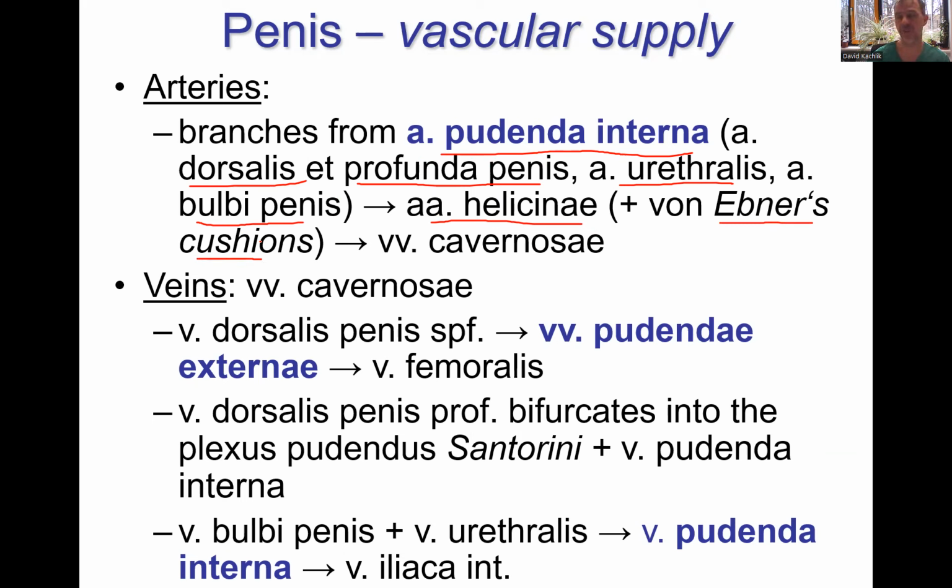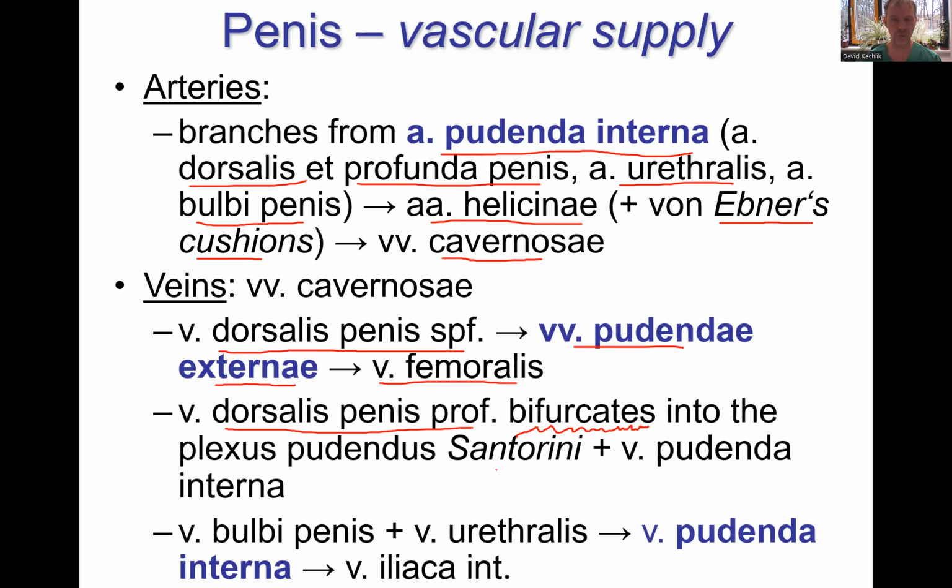And then from the caverns, it's drained by cavernous veins into the unpaired superficial dorsal penis vein, which drains into the external pudendal vein, great saphenous vein, common femoral vein, and external iliac vein. Then the unpaired deep dorsal penis vein, which bifurcates, which is quite unique for veins, because we know that what bifurcates is the hepatic portal vein into right and left, or the retromandibular vein.